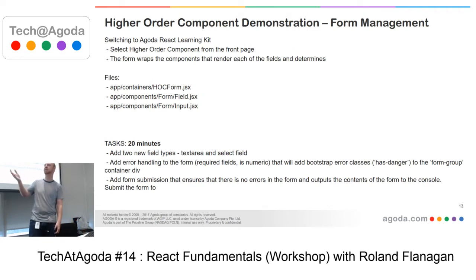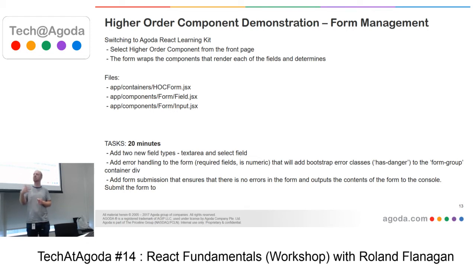The second is switching to higher order components, where we can look at adding new field types. Maybe we want to have select or checkboxes, which are a little bit more advanced than an input box, because in the case of, say, a checkbox, we need to track the checked property.